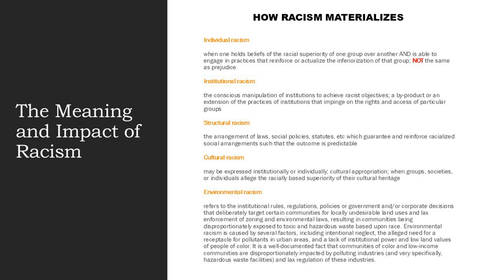Now that we are breaking down these terms and we are getting clear about what it is and what it is not, right? Next up is environmental racism, right? And what is that? I'm just going to read the first few words of the line here, and I'll let you read the paragraph on your own. So make sure that you take a screenshot here so that you get the full paragraph. But environmental racism, briefly, refers to the institutional rules, regulations, policies, or government and or corporate decisions that deliberately target certain communities for locally undesirable land uses, and lacks enforcement of zoning and environmental laws, resulting in communities being disproportionately exposed to toxic and hazardous waste based upon race.